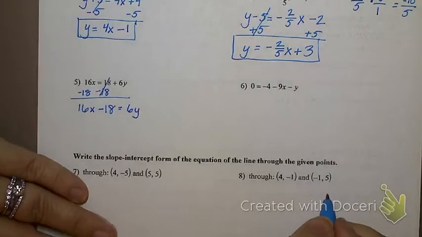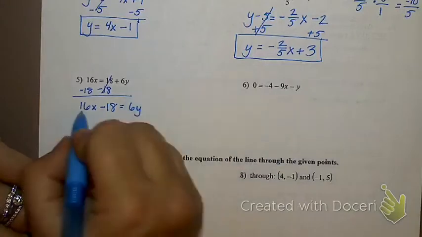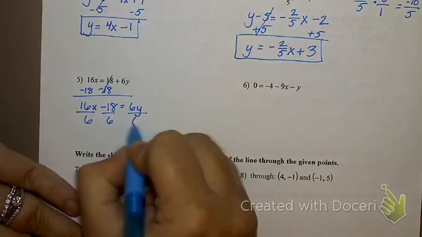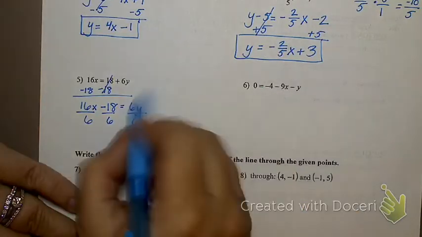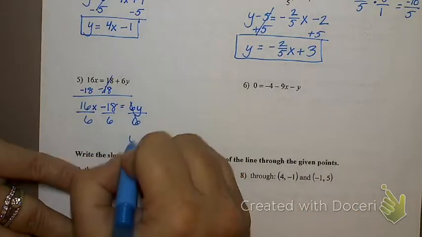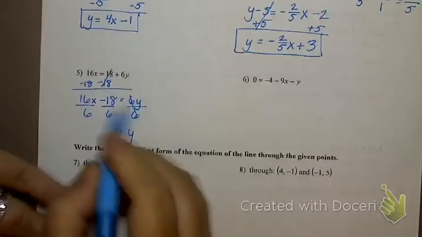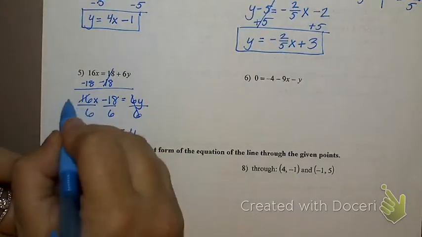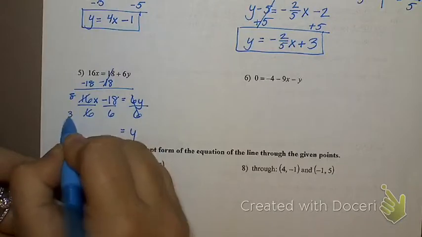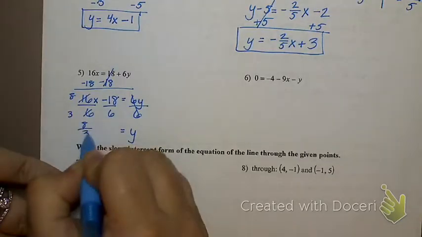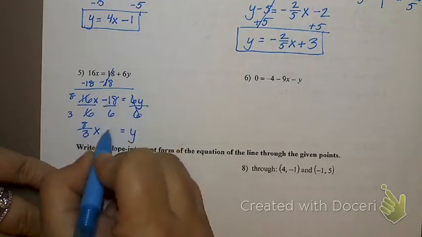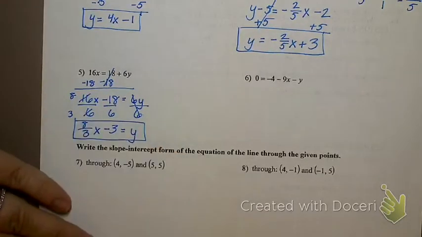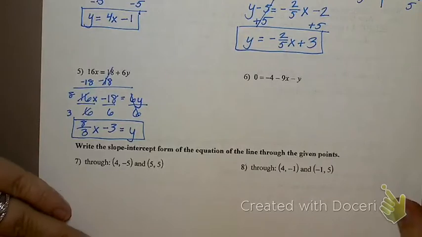6y. Now what do I do? Divide everything by... Is all of it going to divide nicely? No, but that's okay. We'll just reduce the fraction. So y equals 16 over 6. What's that going to reduce to? Well, I can cut them both in half. 8/3. So 8/3 x and negative 18 over 6 minus 3.